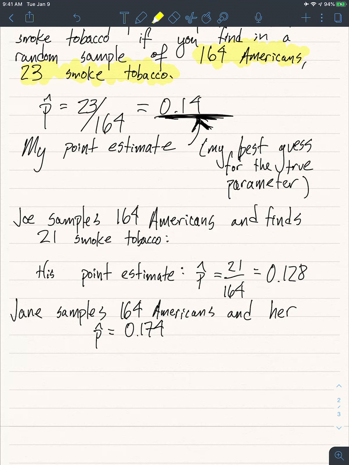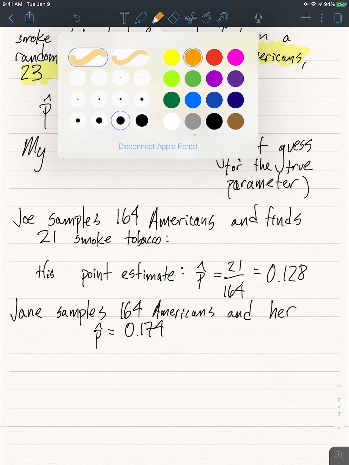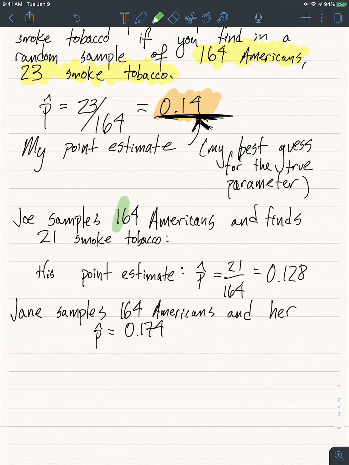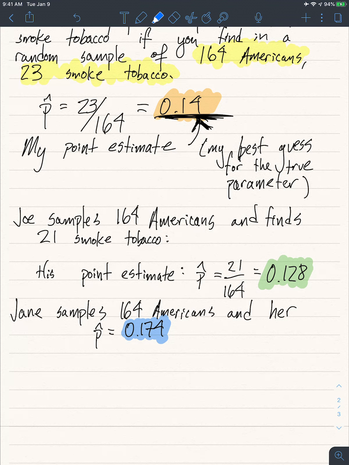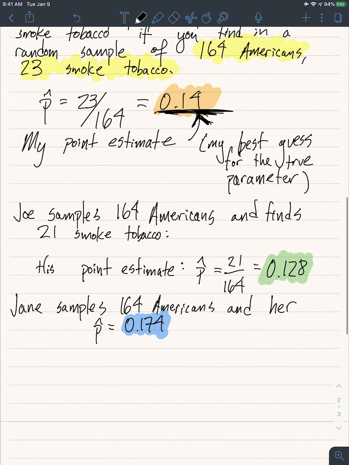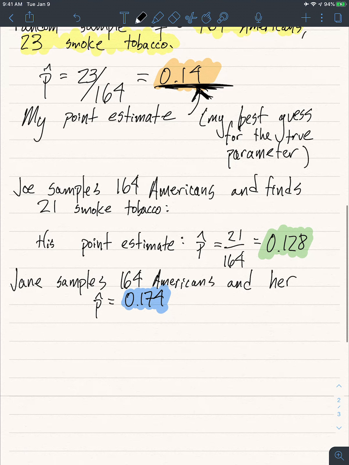And so the three of us went out and sampled 164 Americans. I don't know why I chose that number, but I found 14% of people smoke. Joe found, let's undo that, Joe found a little less than 13%, so 12.8%. And Jane found 17.4%, right? We all found different percentages. We all have different point estimates, different proportions, however you want to say it. We all have different ones because that's statistics for you, right? It depends on who those 164 people we get in our sample and whether they're smokers or not. There's some randomness in it.